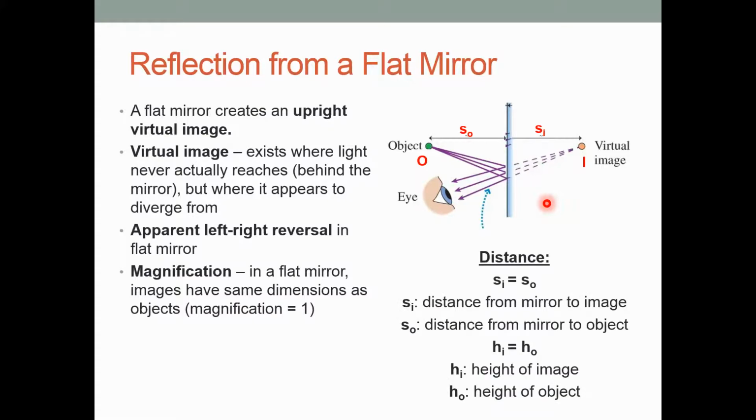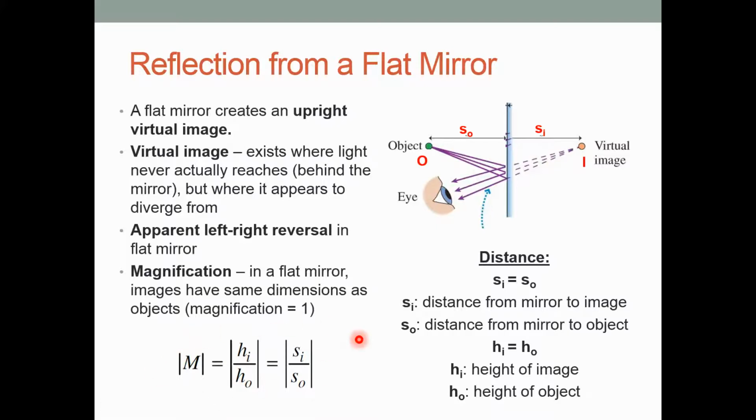So some of the terms that we use when we talk about mirrors and lenses, some of the variables that we're going to use are S. S is going to be for distance. And then the subscript I means it's the distance to the image. So for this picture, the distance from the mirror to the image is S sub I. We also have S sub O. That's the distance to the object. And in this case, in a flat mirror, S sub I, the distance to the image, is equal to the distance to the object. We also have the height of the image and the height of the object. In a flat mirror, the height of the image equals the height of the object, and that's why we have a magnification of 1.